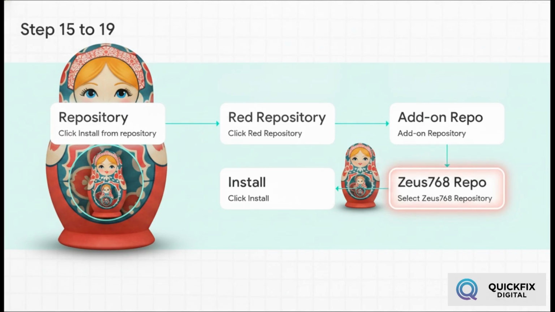Step 16, click into our brand new red repository. Step 17, click on Add-on Repository. Step 18, you're going to see the Zeus 768 repository right there, select it. And step 19, click Install. Awesome, you just popped open the middle nesting doll.